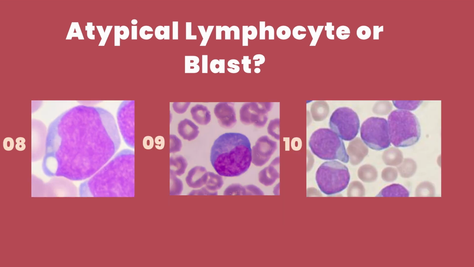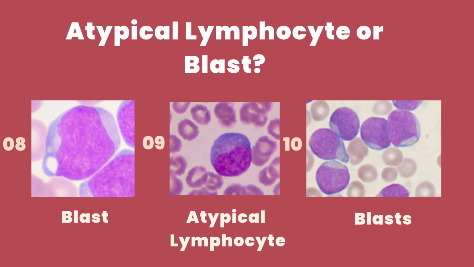Have a go at these cells. Are they atypical lymphocytes or blasts? So they're blasts. Once again, the cell on the left has a high NC ratio, inconspicuous cytoplasm, a little bit of vacuolation, and basophilic cytoplasm. The middle cell, again, is very clearly an atypical lymphocyte and not a blast. It's got that basophilic cytoplasm, lower NC ratio, and very dense chromatin pattern. And the cells on the far right are all very, very similar: high NC ratio, lacy chromatin, and a couple of them have got inconspicuous nucleoli.